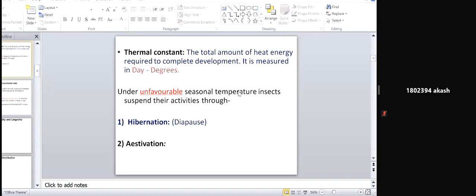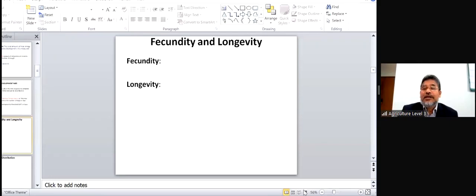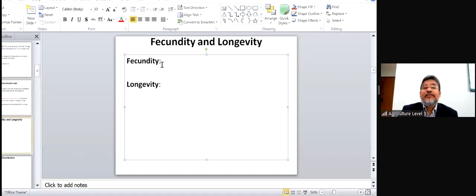Fecundity, these two terms, fecundity and longevity. So what is fecundity? The total number of eggs laid by an insect or total number of offspring produced by an individual is called fecundity. That is its capacity to produce the offspring.